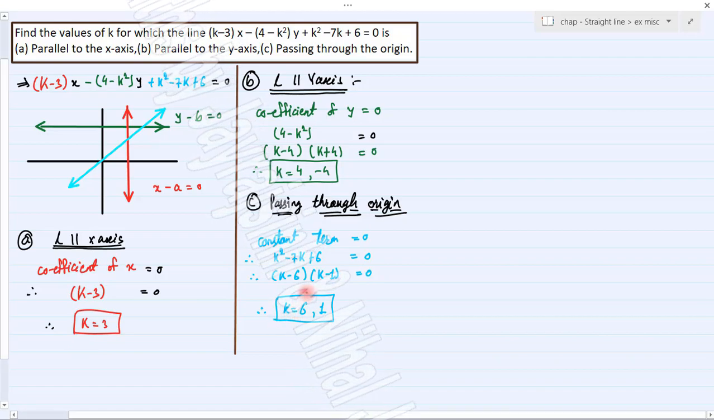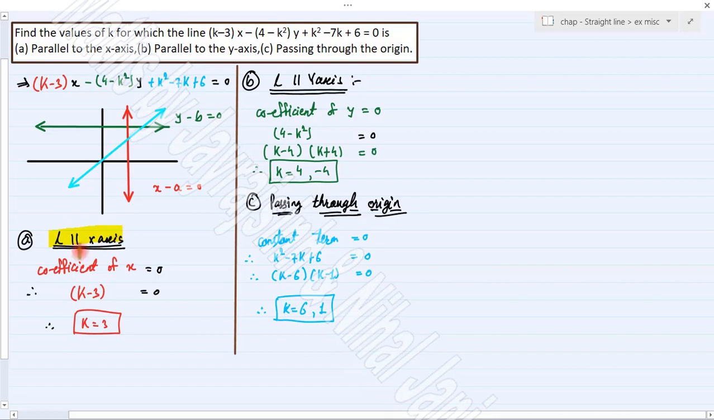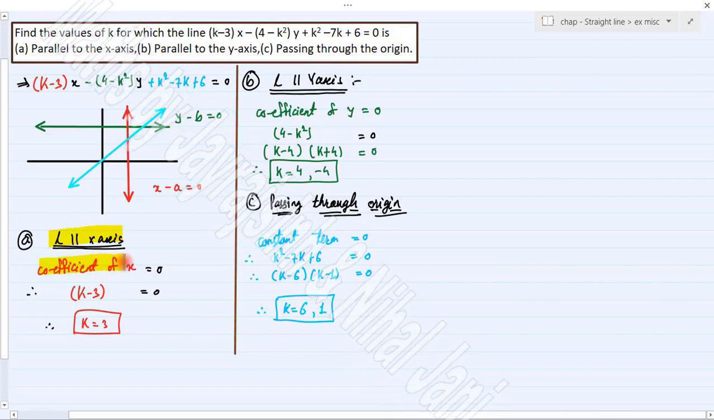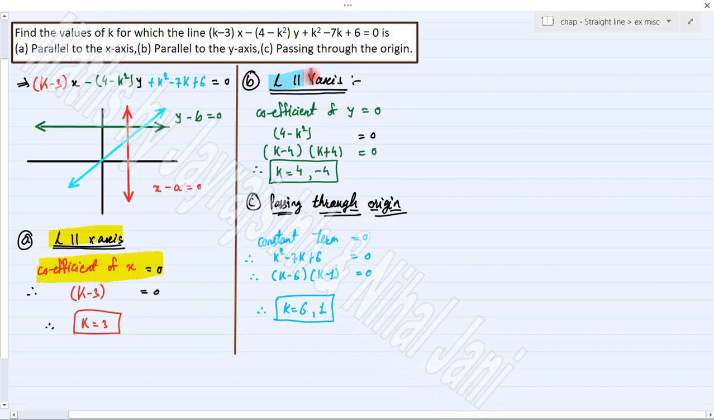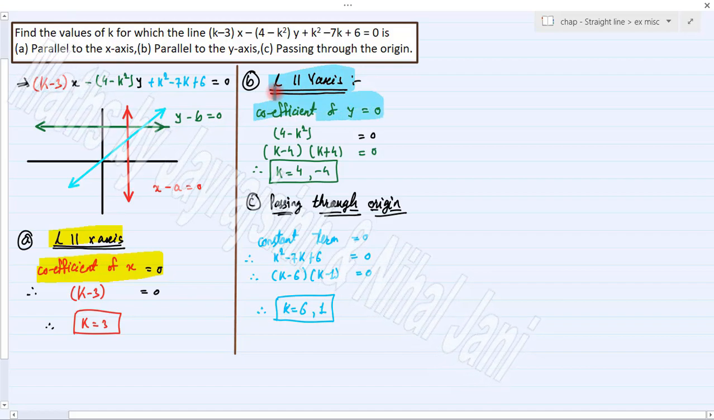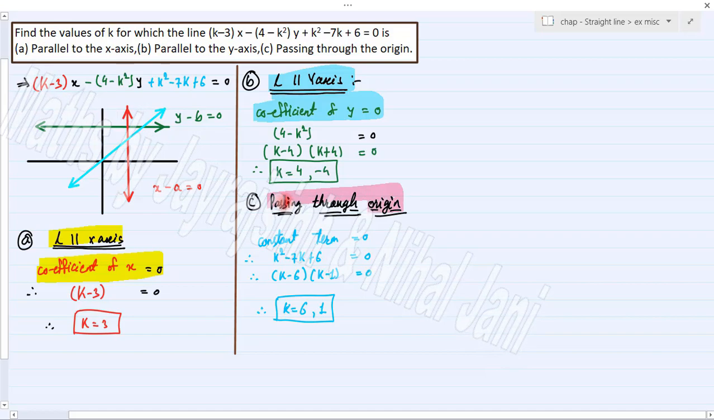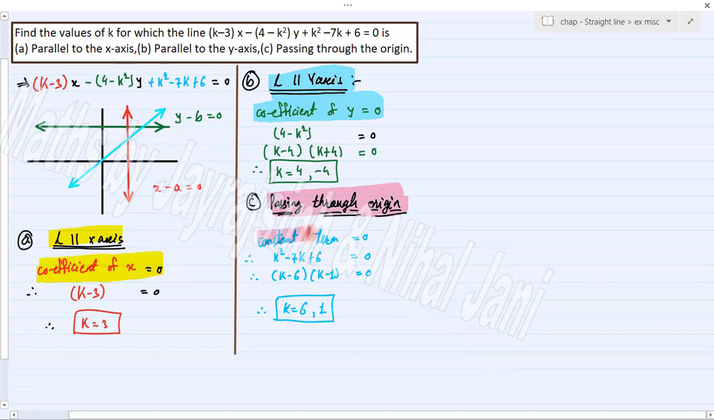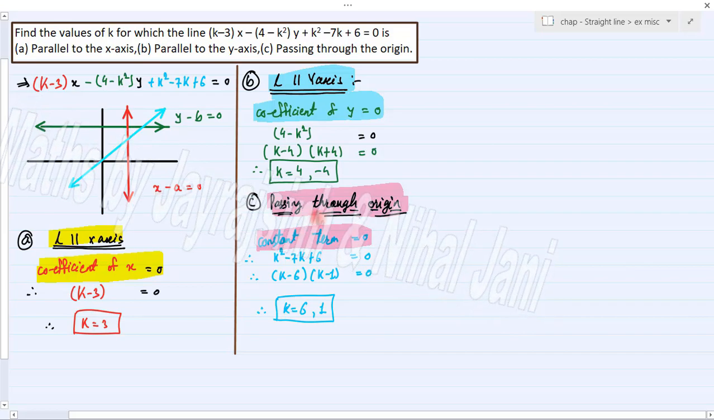So we can say we get the values of k for all the cases. So in this question, you learn that if the line is parallel to the x-axis, the coefficient of x must be 0. And if the line is parallel to the y-axis, then the coefficient of y must be 0. And if it is passing through the origin, its constant term is 0. So you have to remember this information.